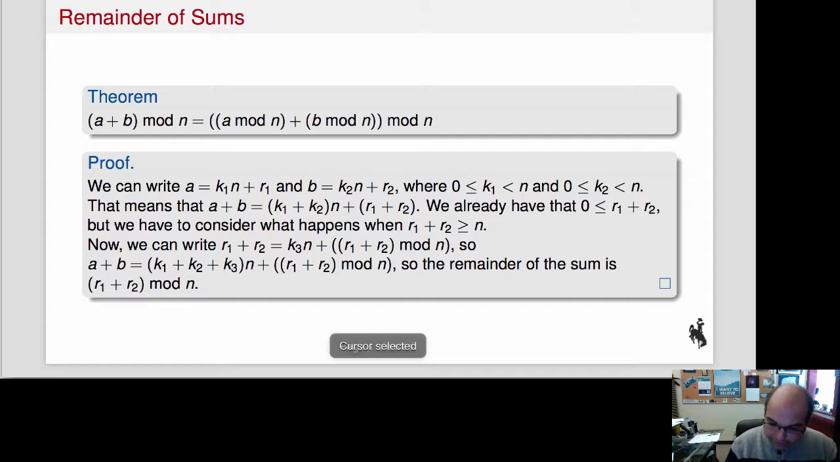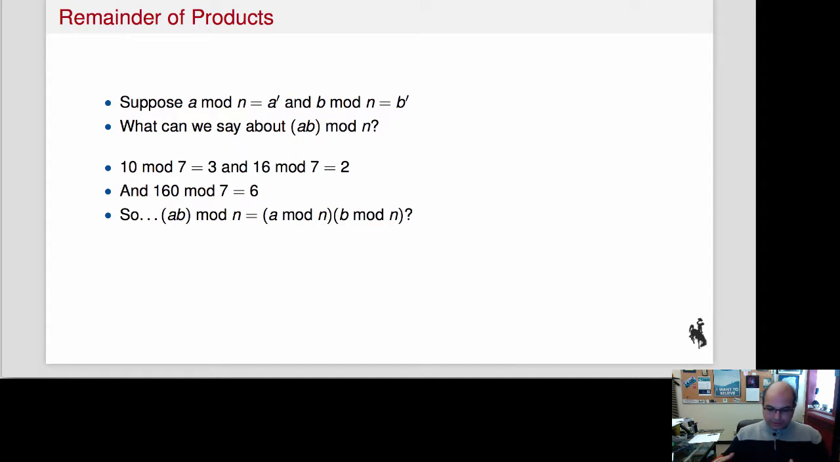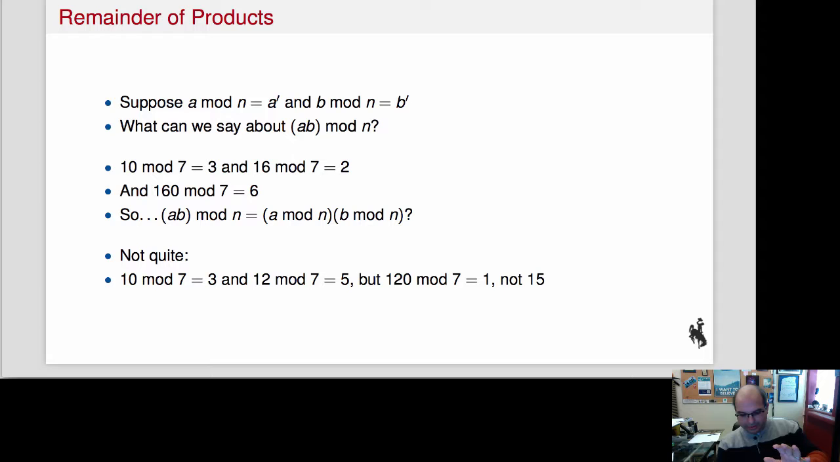Okay. Let's see what else we can prove. What about a times b? One more time, what we want is for that to be a mod n times b mod n, and it almost works. So we have 10 mod 7 is 3, 16 mod 7 is 2, 160 mod 7 is 6. That's just perfect. So ab mod n is a mod n times b mod n, but you know better, it's too big.